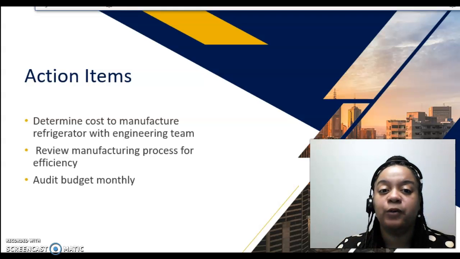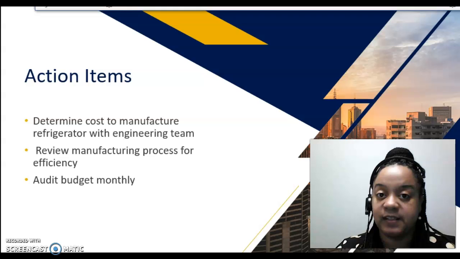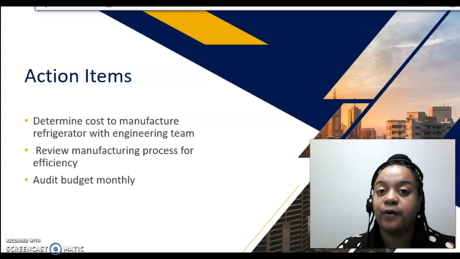Further, the team must then review processes to determine if there are any opportunities where any process may be streamlined and made more efficient. So we have more of a reference point because this new refrigeration system has been manufactured for several months now. So we do have a frame of reference for this analysis. Now, the final step would be that we would want to audit the budget on a monthly basis. So this will ensure that things are being captured accurately and also to ensure that things are performing the way that they should be.